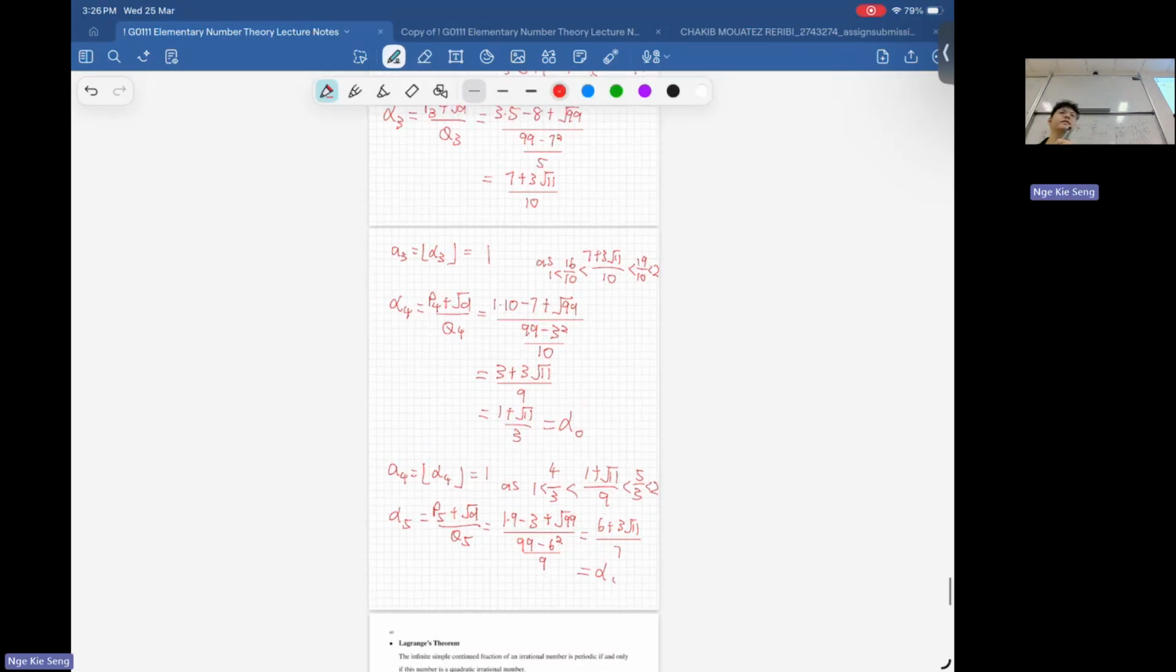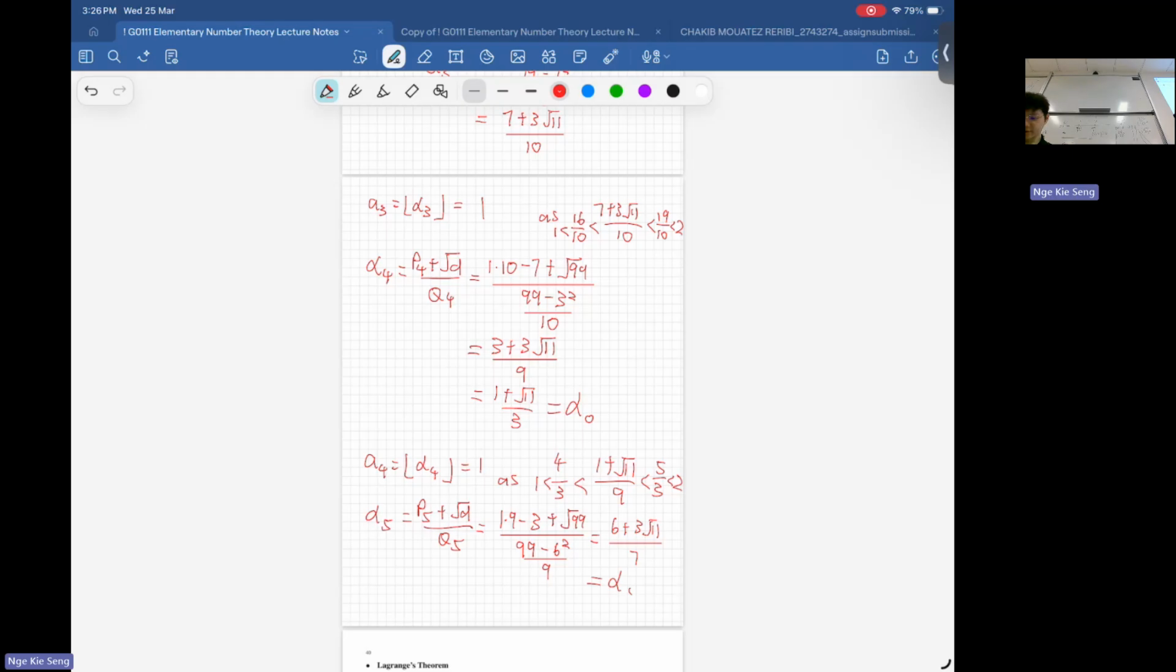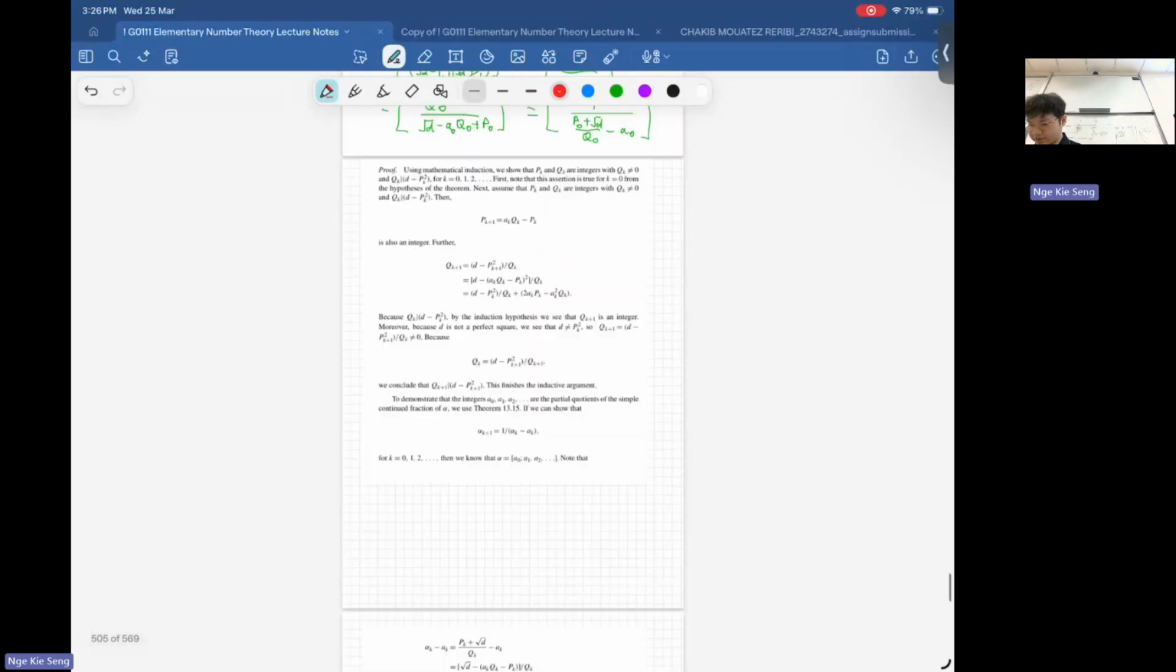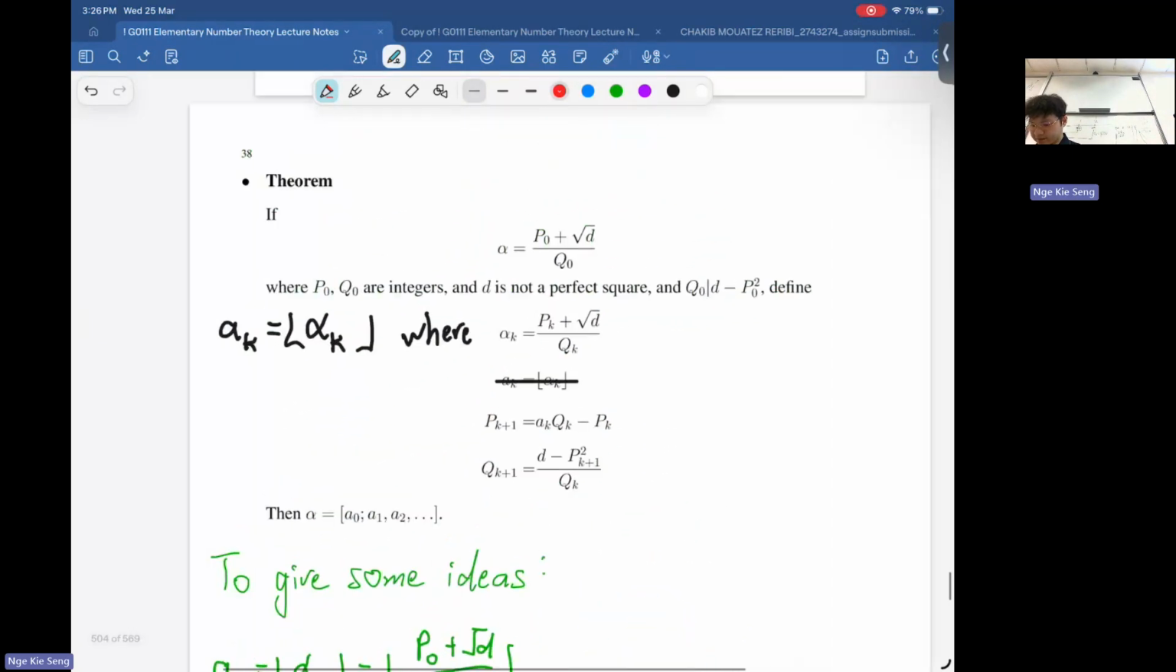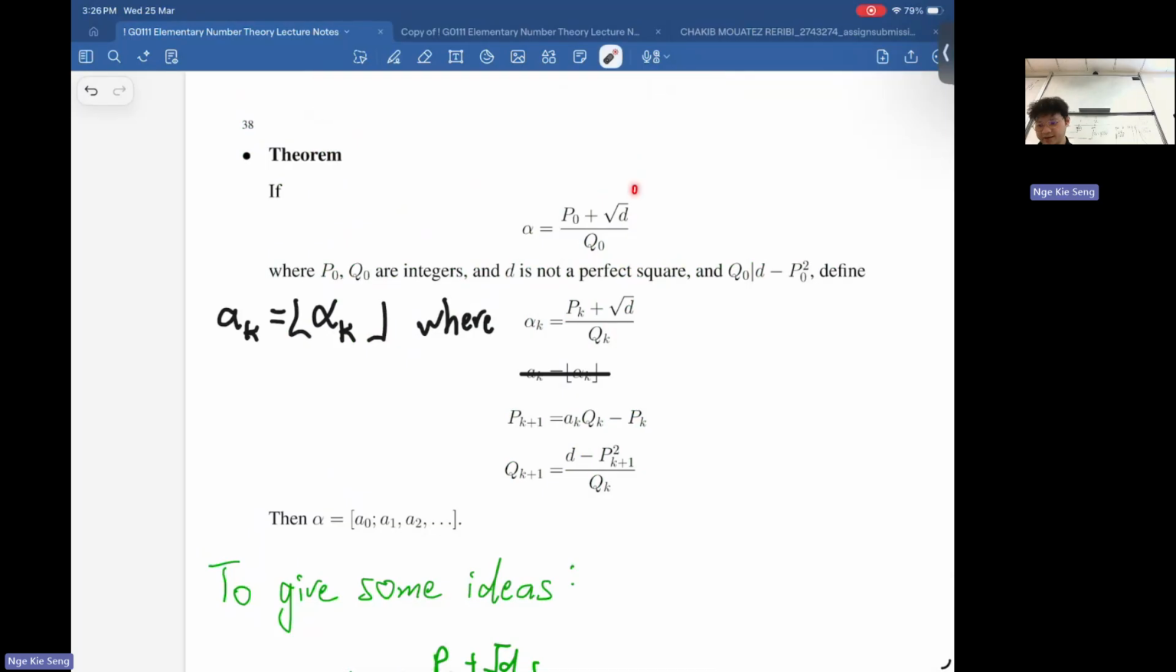So be careful when you apply this formula. Make sure that you keep the same square root D when you pick up your PK and the QK, because sometimes it can get simplified. So if you start with square root 99, then you have to do square root 99. Does it make sense? You can't change your D halfway. Otherwise, it doesn't work out.